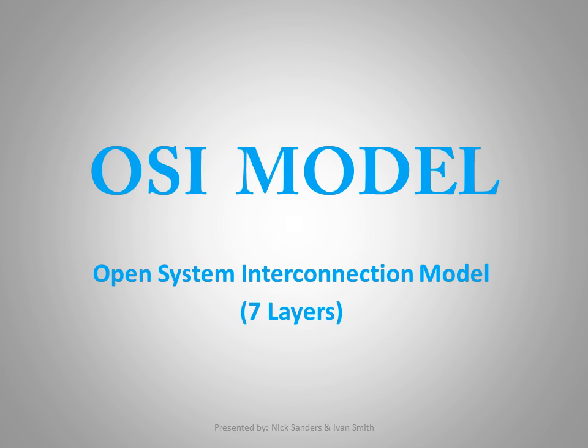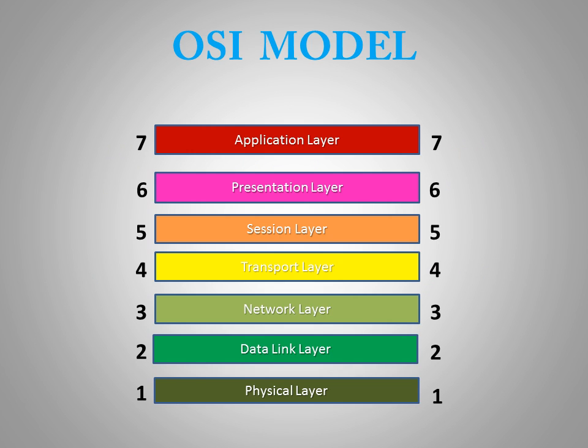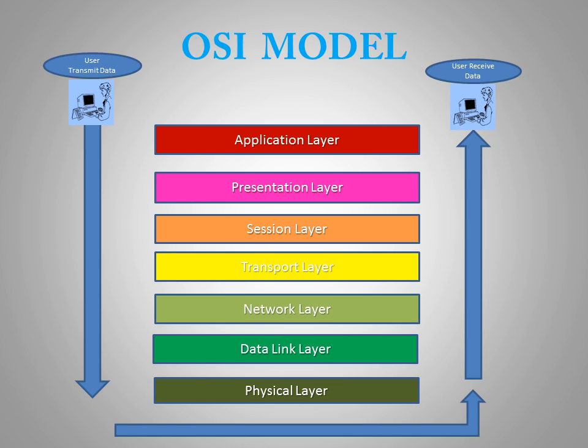The OSI model stands for Open System Interconnection Model. There are 7 layers in all. Looking at the bottom-up approach, there's a physical layer that leads up to layer 7, which is the application layer. The OSI model transmits data from one user or one system to another.